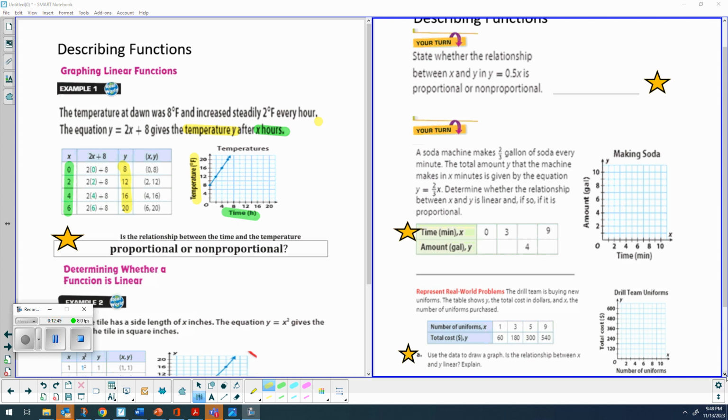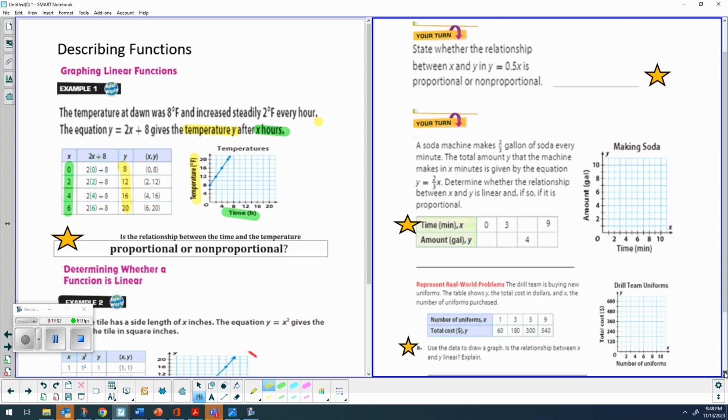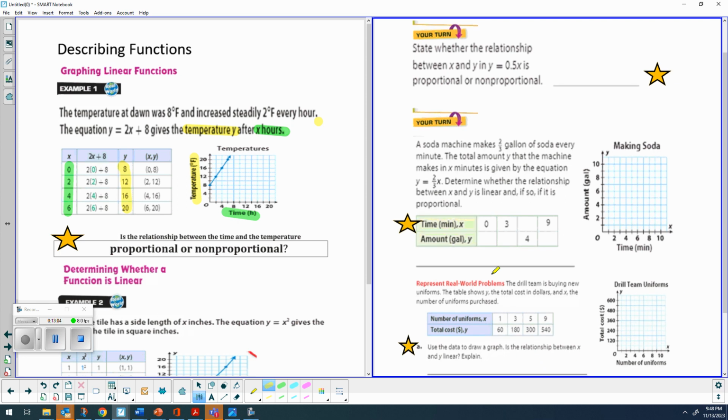And your last problem is very similar to this problem, other than your table is completed and you're basically graphing the relationship and making your determination. Please make sure that you write in your answers to get credit for this in all of the blank areas, or in all of the starred areas.